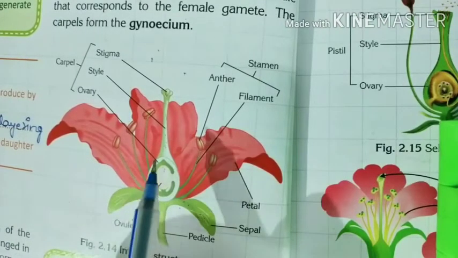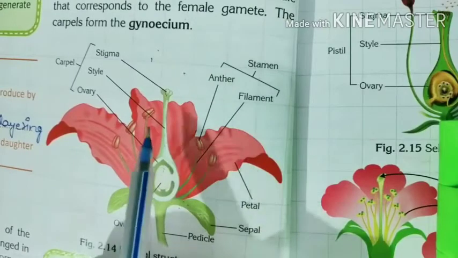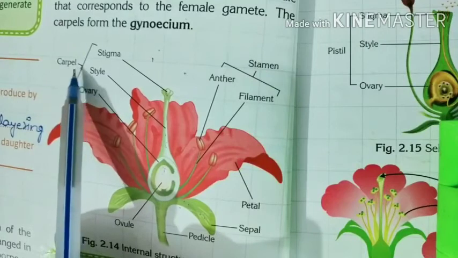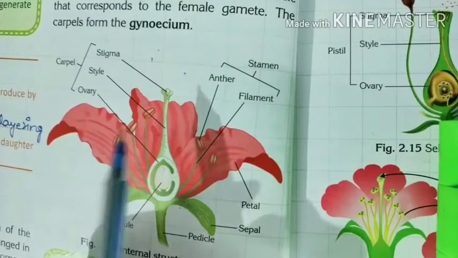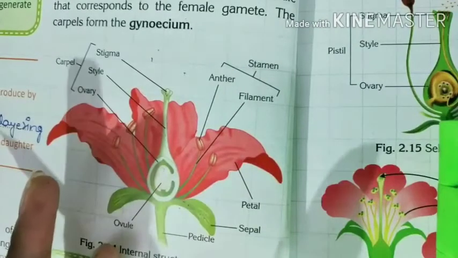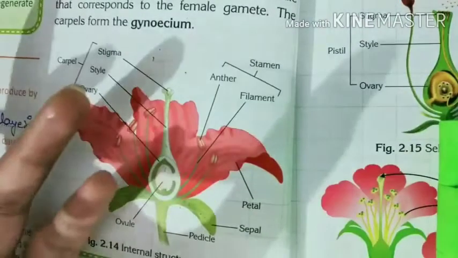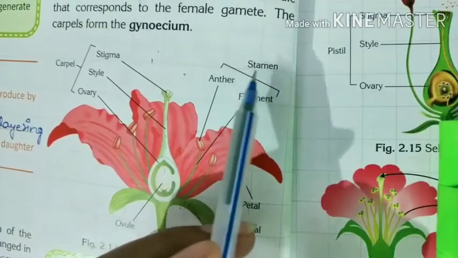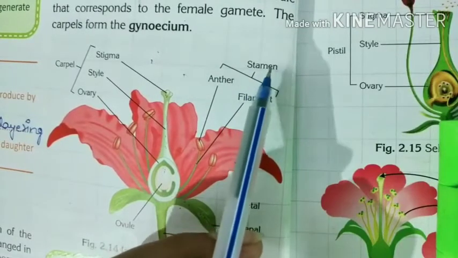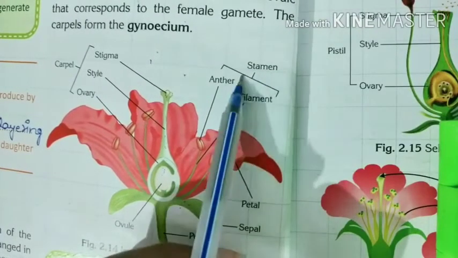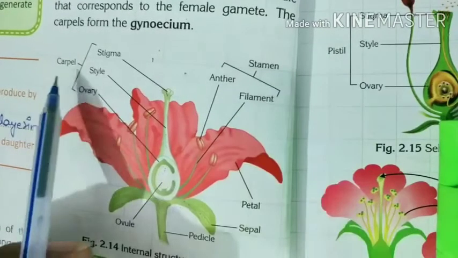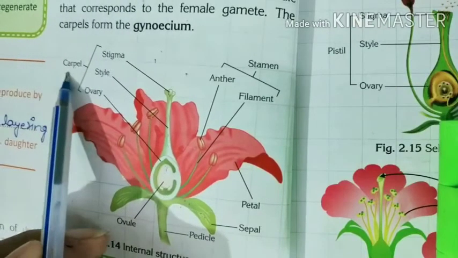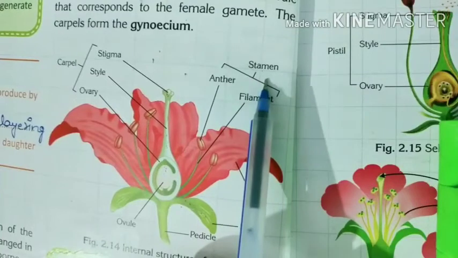In the case of reproduction, the biological term for carpel is gynoecium, because gynoecium is the organ which produces female gametes. And the stamen is known as androecium because the stamen produces male gametes. That's why the carpel is known as gynoecium and the stamen is known as androecium.